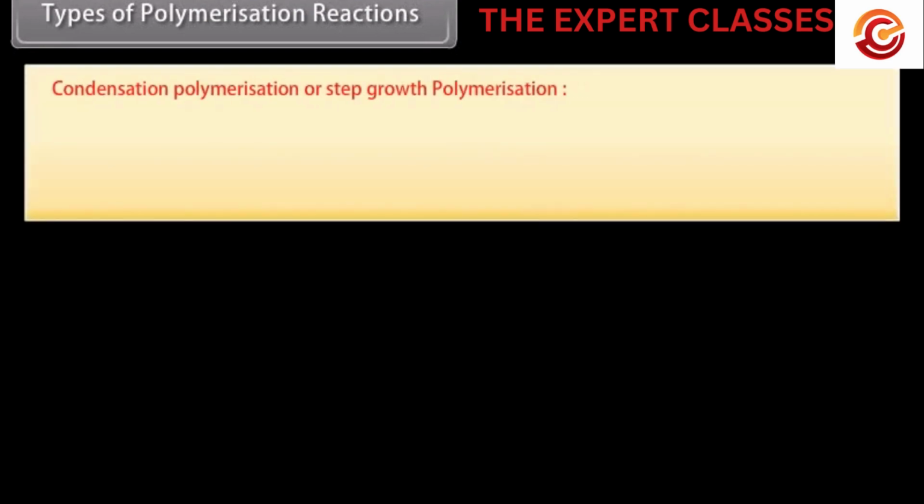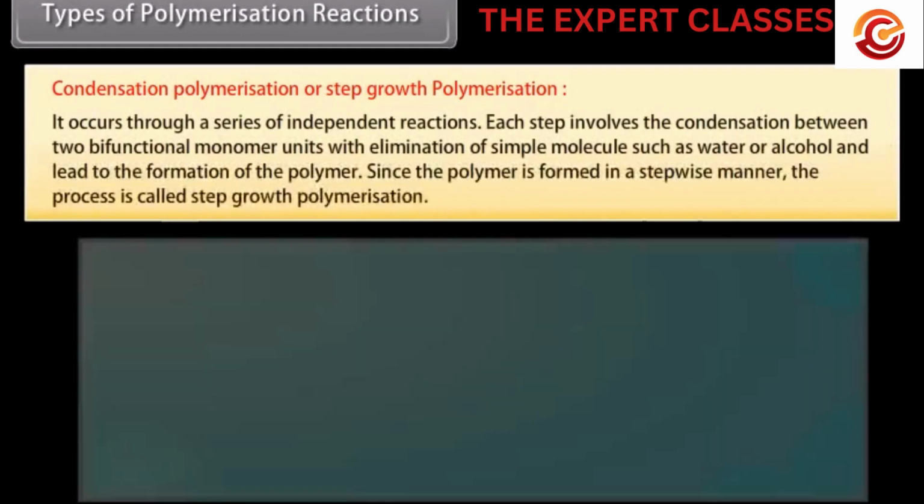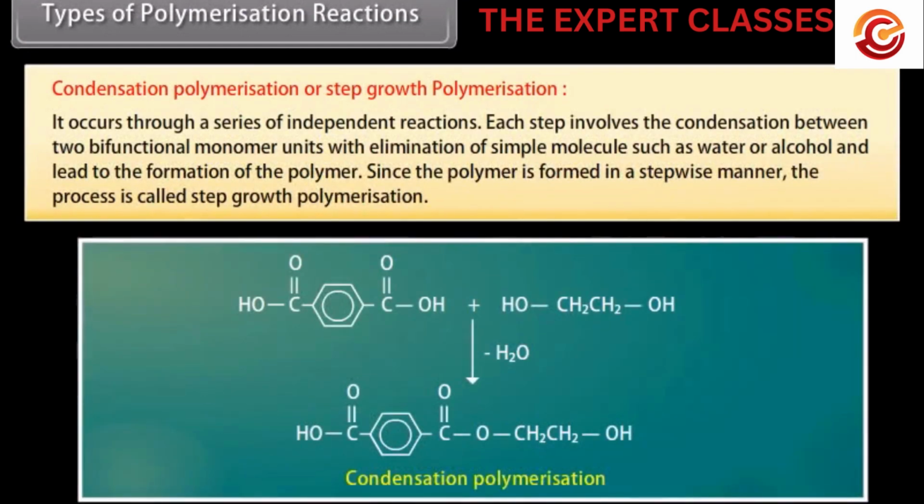Condensation polymerization or step growth polymerization. It occurs through a series of independent reactions. Each step involves the condensation between two bifunctional monomer units with elimination of a simple molecule such as water or alcohol and leads to the formation of the polymer. Since the polymer is formed in a stepwise manner, the process is called step growth polymerization.